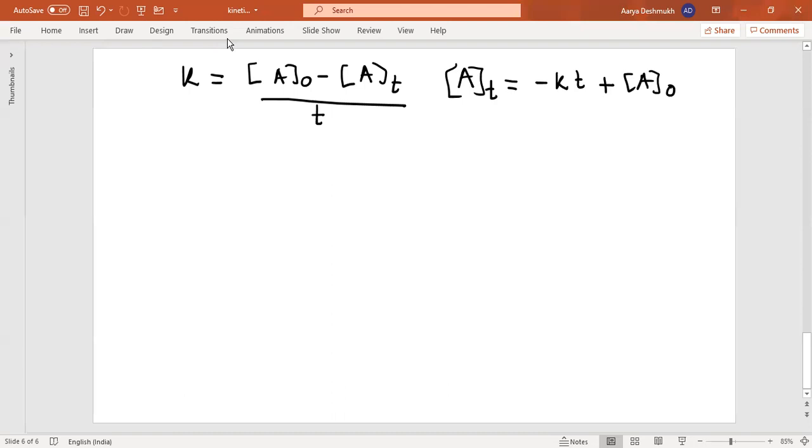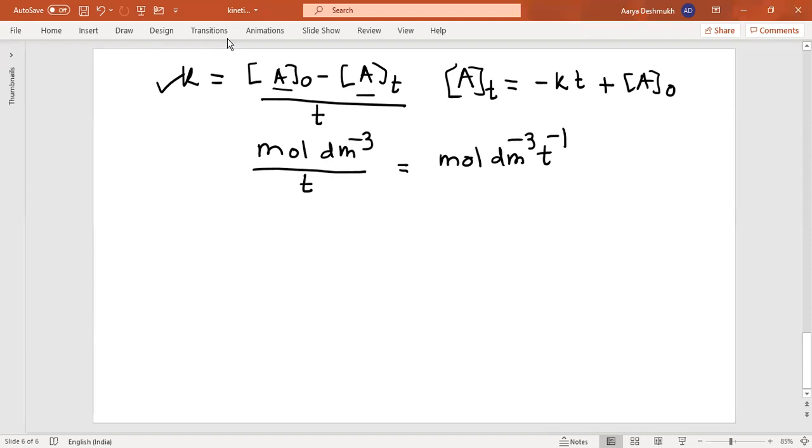So now according to this equation, you can write the units for K. These two are concentration terms, so you can write concentration as moles per dm cube divided by t. So the unit for K for the zero order reaction would be moles per dm cube and time inverse. Now remember, these units of K are very important when you are supposed to solve the MCQs based on this.